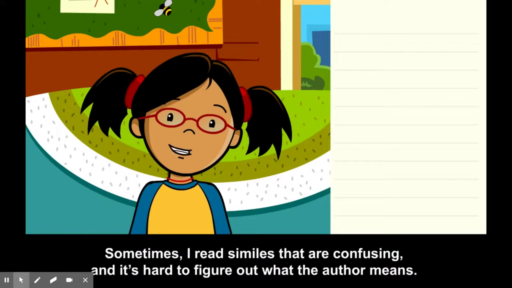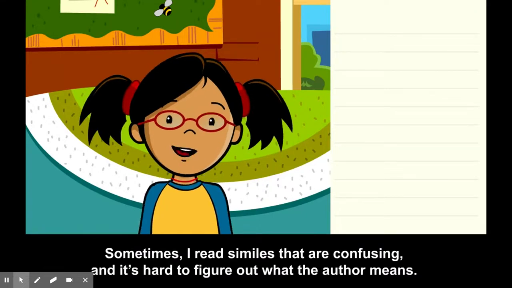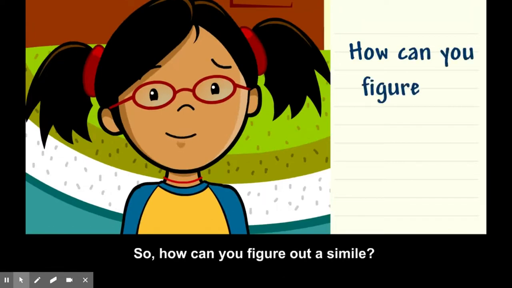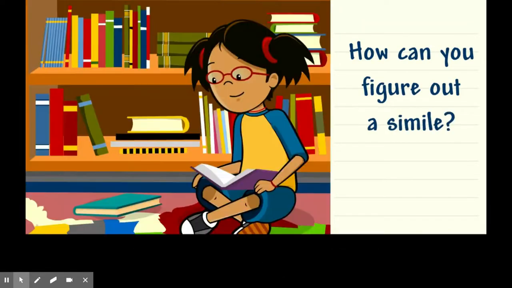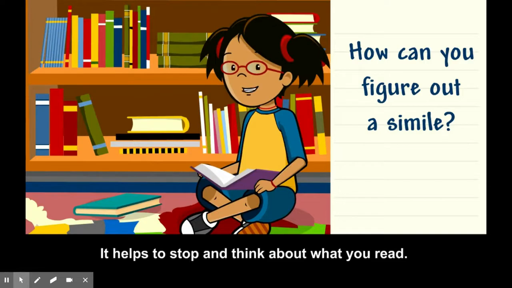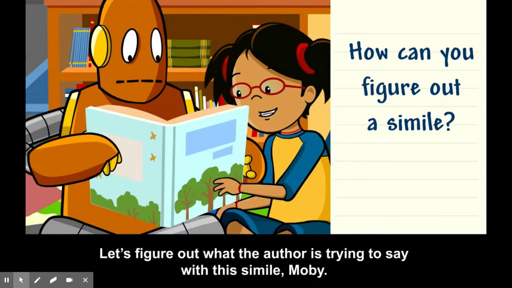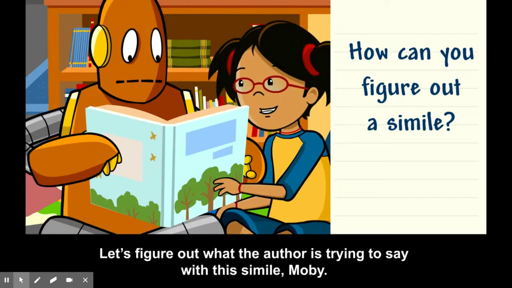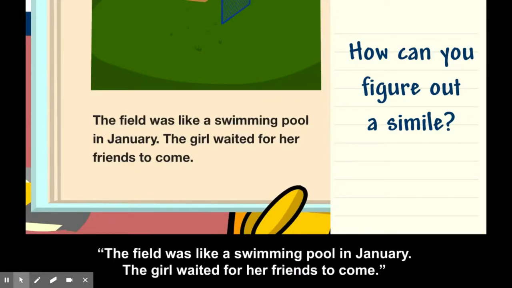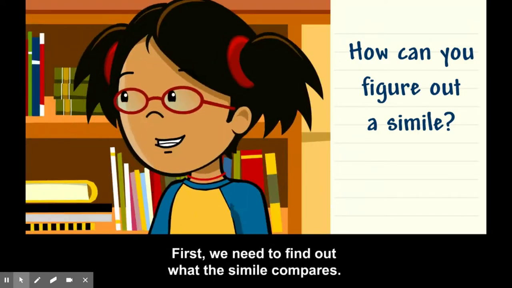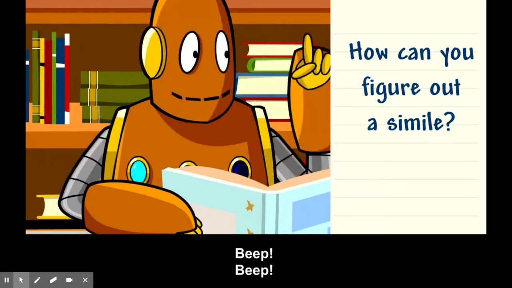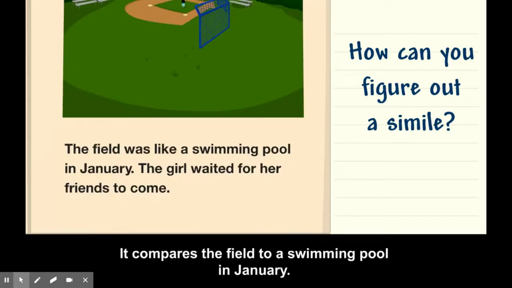Sometimes I read similes that are confusing, and it's hard to figure out what the author means. So, how can you figure out a simile? It helps to stop and think about what you read. Let's figure out what the author is trying to say with this simile, Moby. The field was like a swimming pool in January. The girl waited for her friends to come. First, we need to find out what the simile compares. Right. It compares the field to a swimming pool in January.